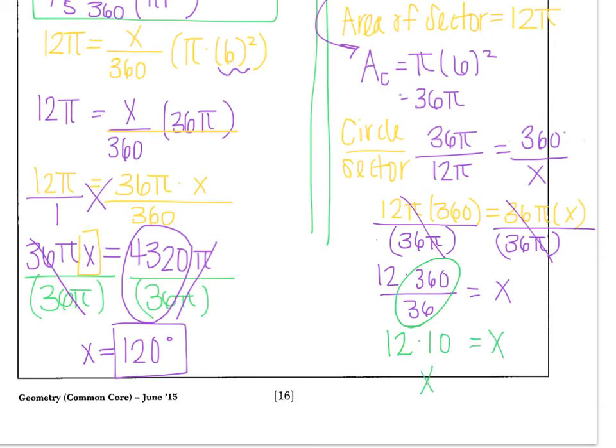12 times 10 is 120, just like what we got before, but this time we just did it in a slightly different way. Again, if you have a calculator, you can certainly type this all in. So again, the final answer for question number 29 is 120 degrees.